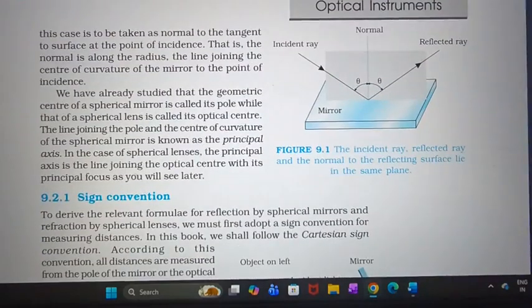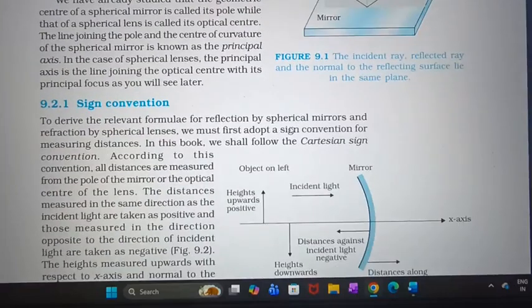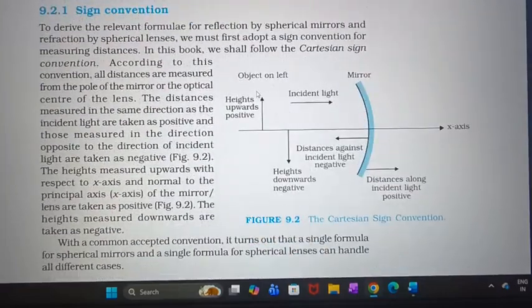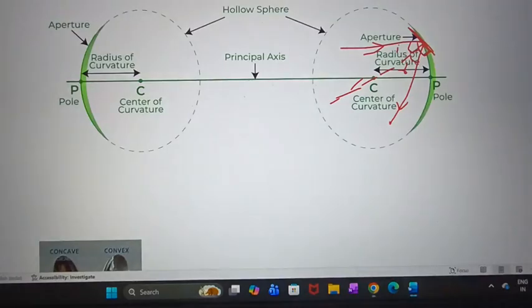Then in case of the lenses, what will happen? The principal axis will be joining the optical center with the principal focus, which we will be seeing later on. Now, the most important thing while solving numericals is also the sign convention. This sign convention is the general Cartesian sign convention only. The Cartesian sign convention is nothing but what we used in our mathematics.